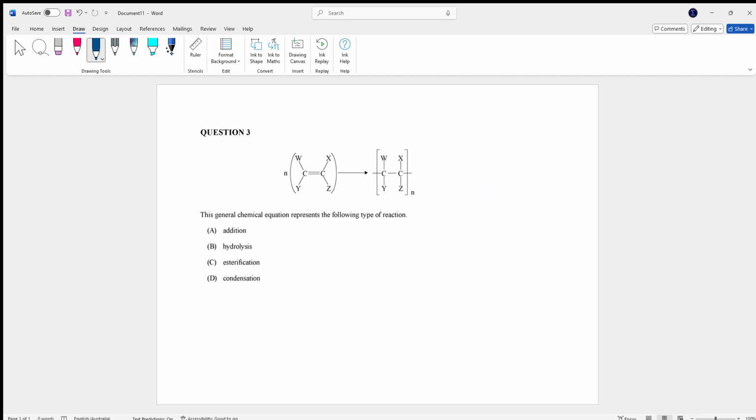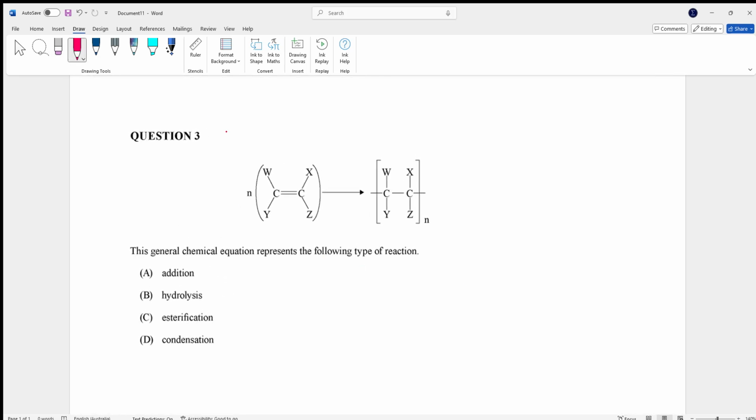So, question 3, we are shown this reaction here. And then here, they ask us pretty much, this general chemical equation represents the following type of reaction. Okay, so first of all, we need to know what we're looking at here. Now, as we can see here, the thing that confuses everyone is the N here. The N just represents a very long chain. So in this case here, it'd be like carbon, carbon, carbon, carbon, however long it is, like N long, etc. Okay, so it doesn't really matter that guy there. What matters is what's changed here. Now we can see it's gone from a double bond to a single bond. That is the most important thing to recognize here.